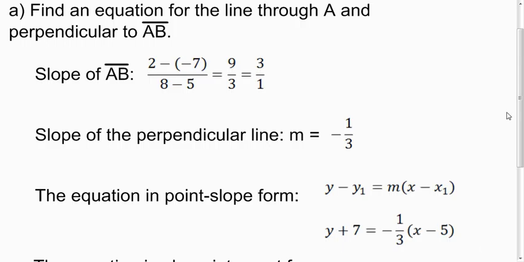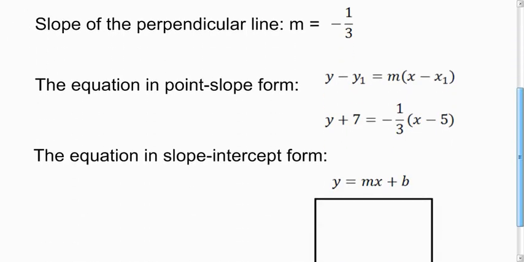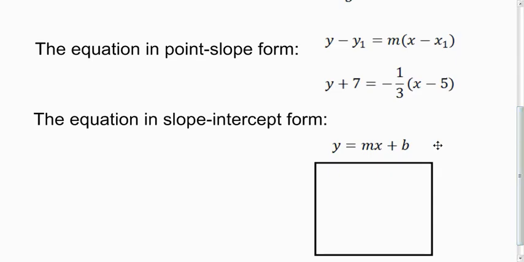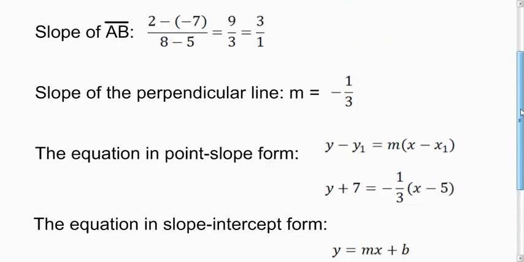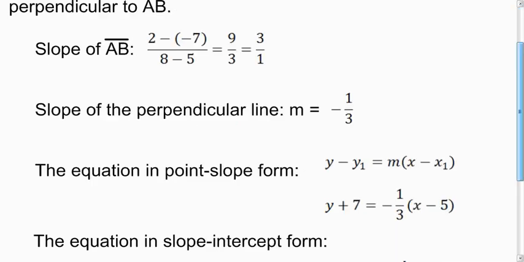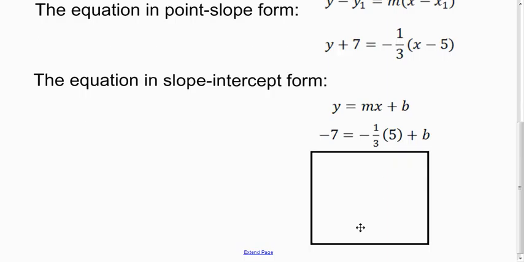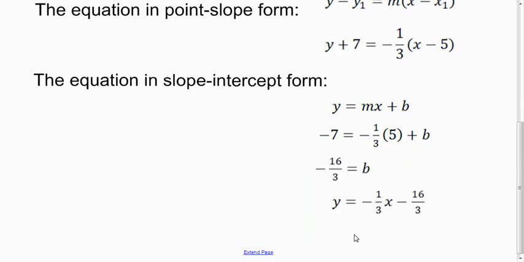Now, maybe you don't like point slope form. Maybe you want to write it in slope intercept form. And so to do that, if we're going to start from scratch, forgetting that we already did this work, we have the slope is -1/3. And we want it to go through the points 5, -7. So we're going to plug in 5 for x and -7 for y. And now you can solve for b. Ends up being b is -16/3. So we plug that in and we get this equation.